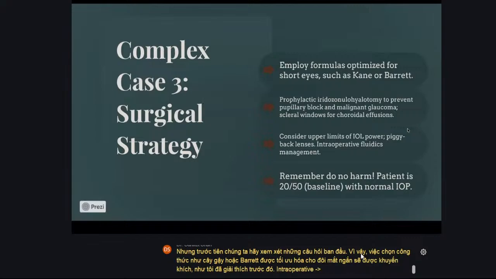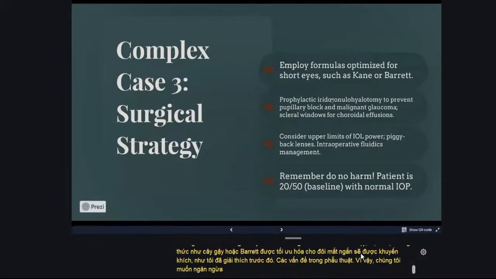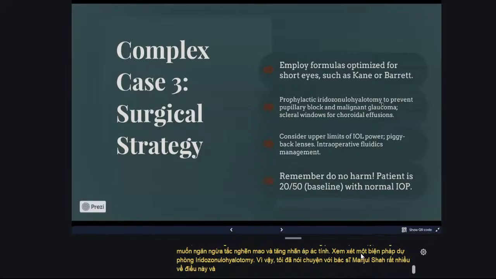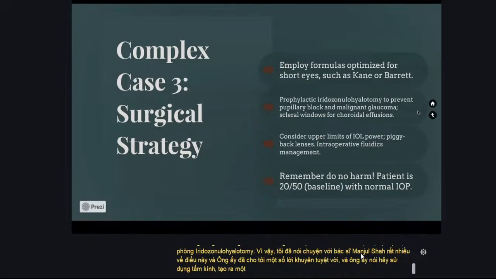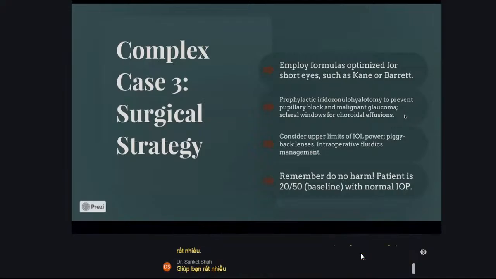Intraoperative issues. So we want to prevent pupillary block and malignant glaucoma, considering a prophylactic iridozonulohyalotomy. I talked to Dr. Manjul Shah a lot about this, and he gave me some great advice. He said, use the vitrector, make a small hole in the iris, go through that hole through your zonules on the cut setting, and make a small cut into the vitreous at that point, and that will very much help you during the surgery and afterwards.